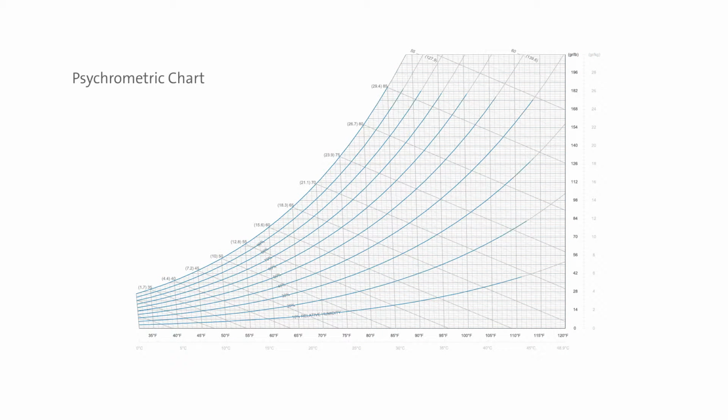The curved lines describe relative humidity as a percentage. The scale ranges from 0% relative humidity up to the so-called saturation line of 100% relative humidity. Above this line, air can no longer absorb more humidity and condensation begins to form.